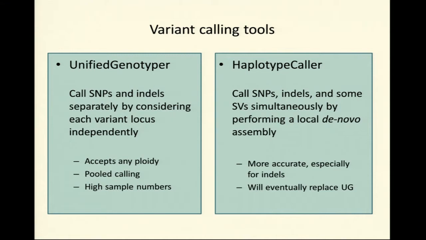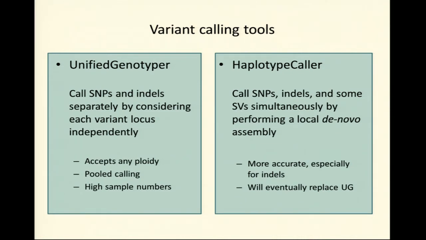Unified genotyper also can accept very high numbers of samples. So in conjunction with reduced reads, we have been able to push it to maybe 60,000 samples simultaneously. And so it really scales very well with number of samples. Haplotype caller, it's not there yet. I mean, eventually it will be, but it's still a work in progress.